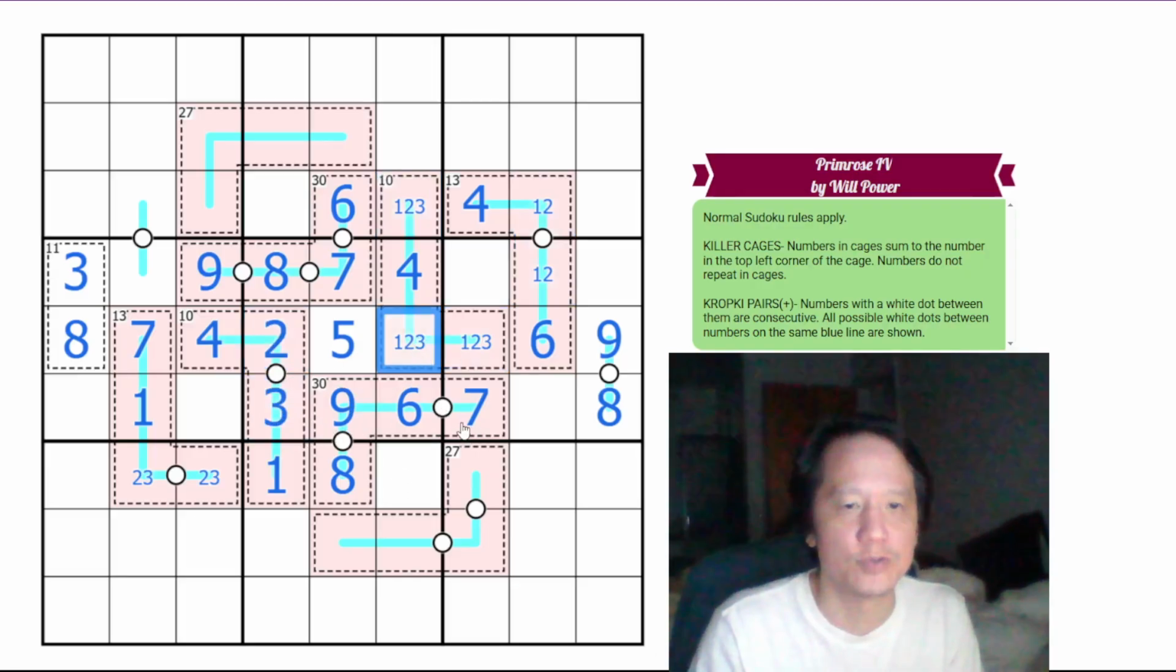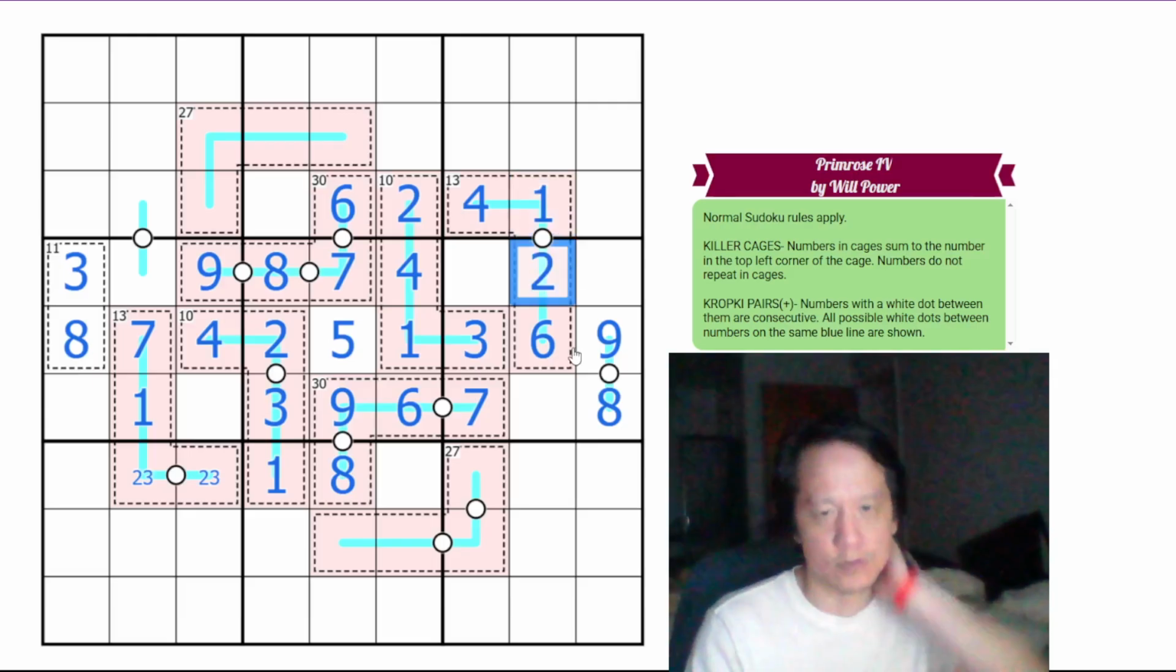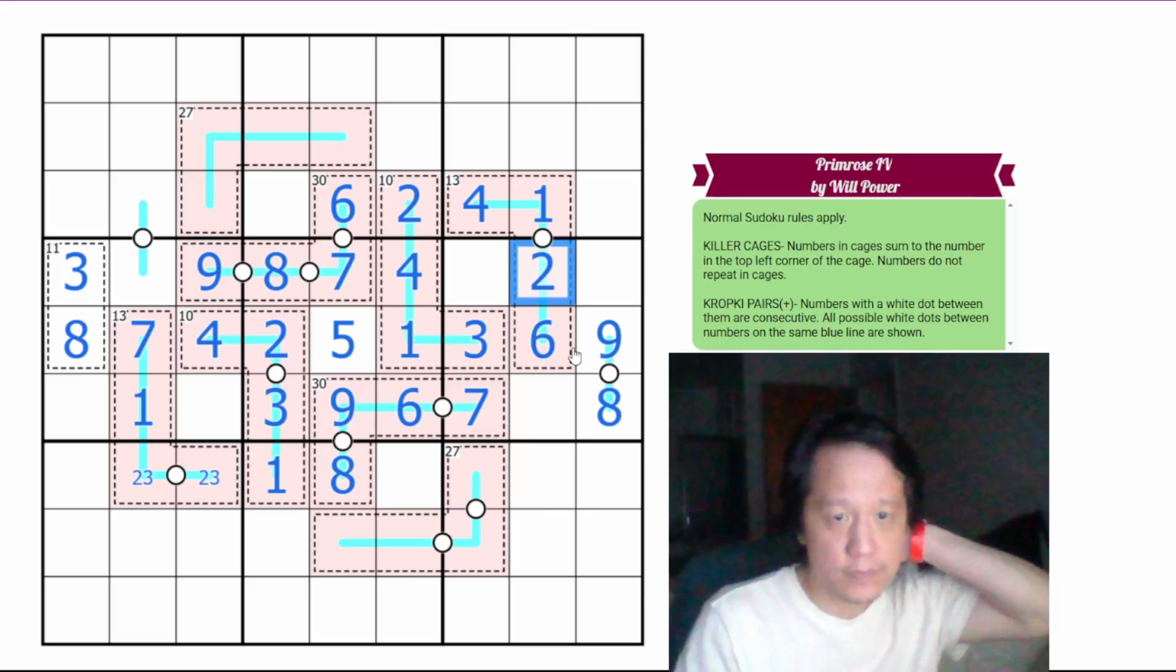That eliminates 2 and 3 here, so this must be 1. This can't be consecutive with 1, so it can't be 2, and it must be 3. This can't be 1, 3, or 4, so this is 2. This 2 eliminates 2 here, so this is 1. This has to be 2 then.